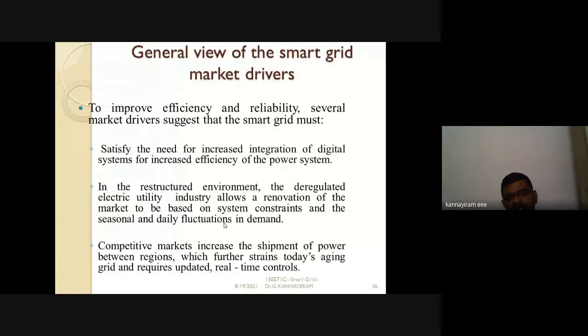A competitive market is going to increase the shipment of power between regions, which further strains today's aging grid, and it requires updated real-time control. In our area we have some generators, either thermal or solar, and that power can be distributed to consumers in the nearby area. Otherwise, the generated power can be integrated or given to the grid. For example, a windmill at Kaitar can directly give power to the grid at the Panirkulam 400 kV substation. The generated power can be fed to the TNEB 400 kV grid.